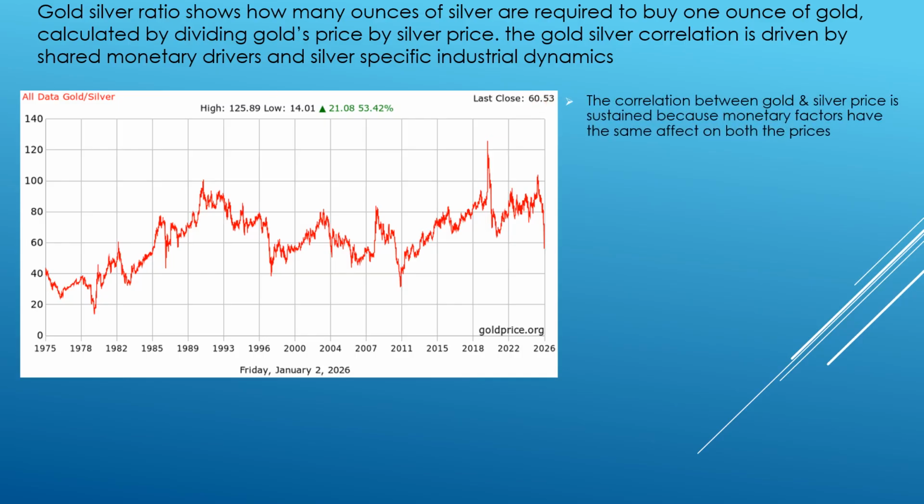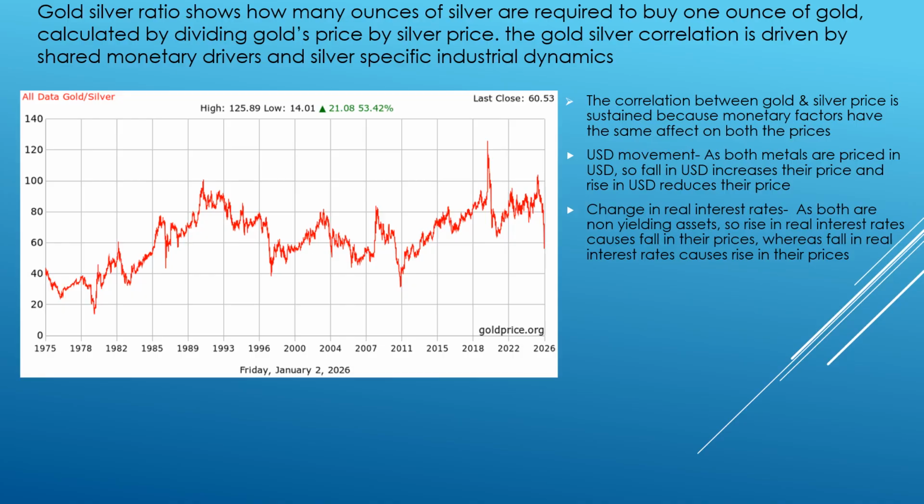The correlation between gold and silver price is sustained because the monetary factors have the same effect on both the prices. USD movement: as both metals are priced in USD, a fall in USD increases their price and a rise in USD reduces their price. Change in real interest rates: as both are non-yielding assets, a rise in real interest rates causes a fall in their prices, whereas a fall in real interest rates causes a rise in their prices.